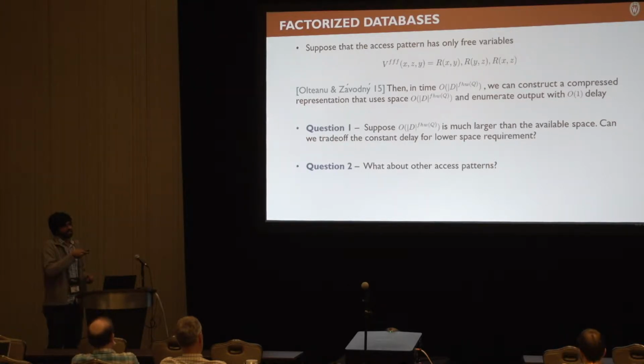The factorized databases result is applicable to all conjunctive queries. It does not care about what the access pattern is. But in our case, if we have some extra information that some of these variables will be bound, can we make use of this information and say something interesting?